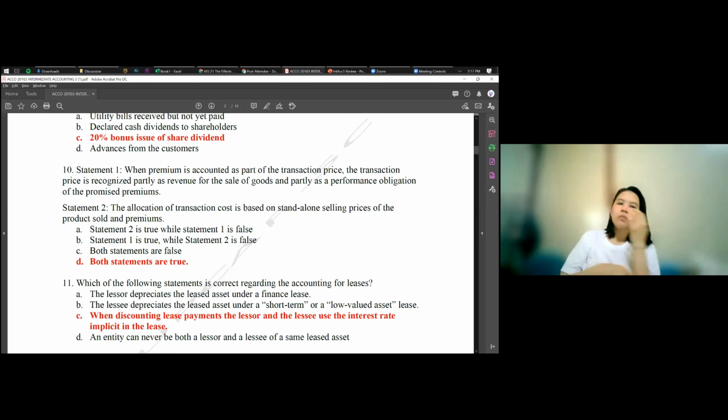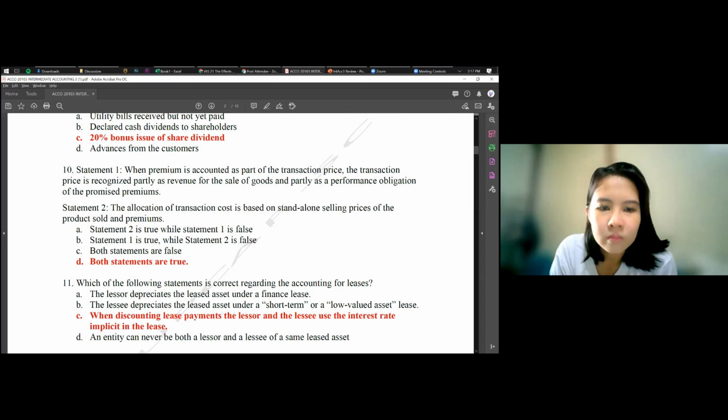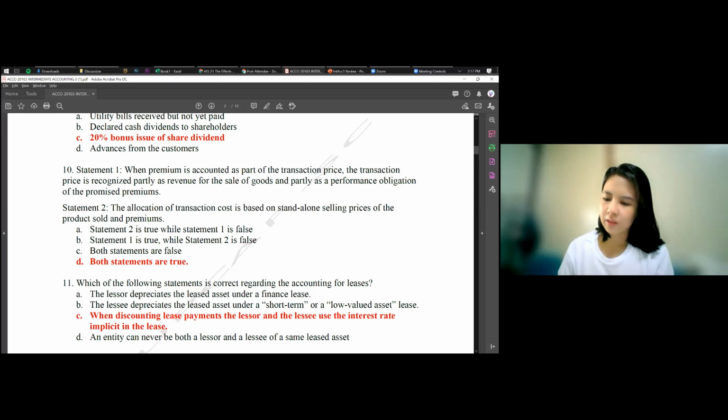Based on a straight line basis. An entity can never be both a lessor and a lessee of the same leased asset. So, this is a bit tricky, right? So, let's see.